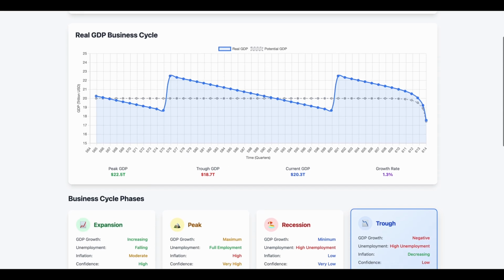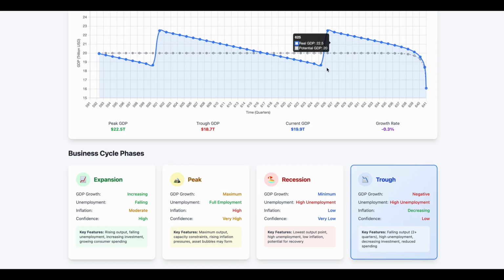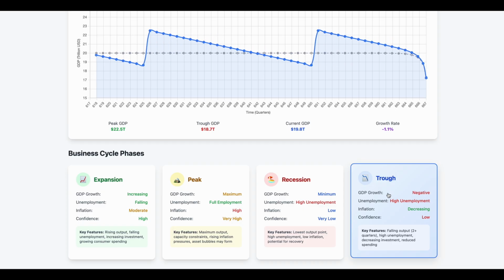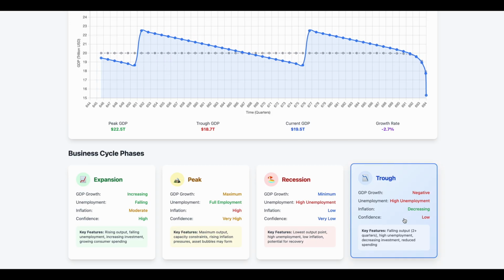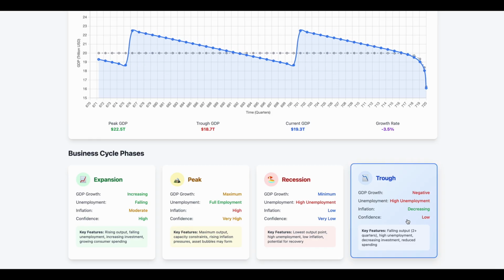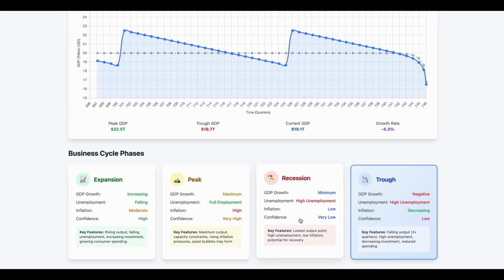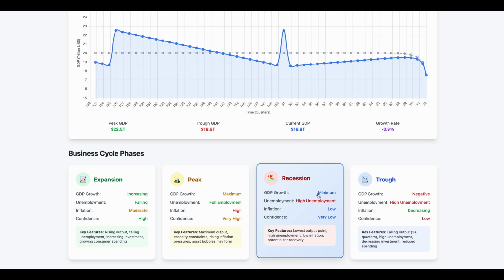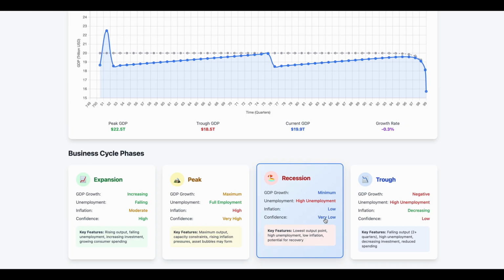Looking at the business cycle phases, we're looking at a trough, which is this particular part visible to us, the downfall. At trough, how does the economy look? The GDP growth rate is negative, unemployment is high, inflation is decreasing, and consumer confidence is low. If this trough sustains for a longer period of time, as we call it, negative economic growth for 2 consecutive quarters, it leads to recession, where GDP growth rate is minimum, unemployment is high, inflation is low, and confidence is very low.